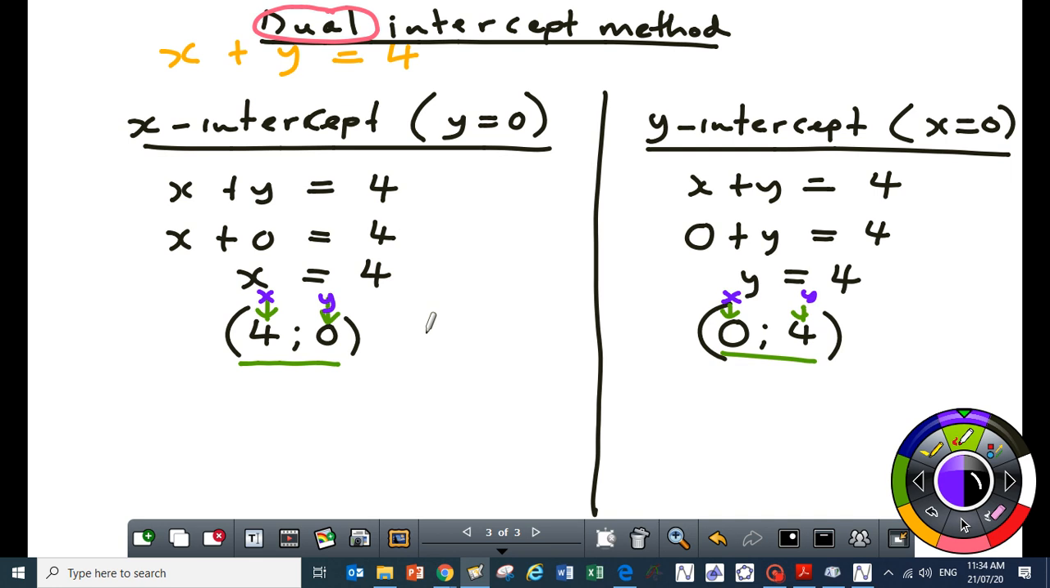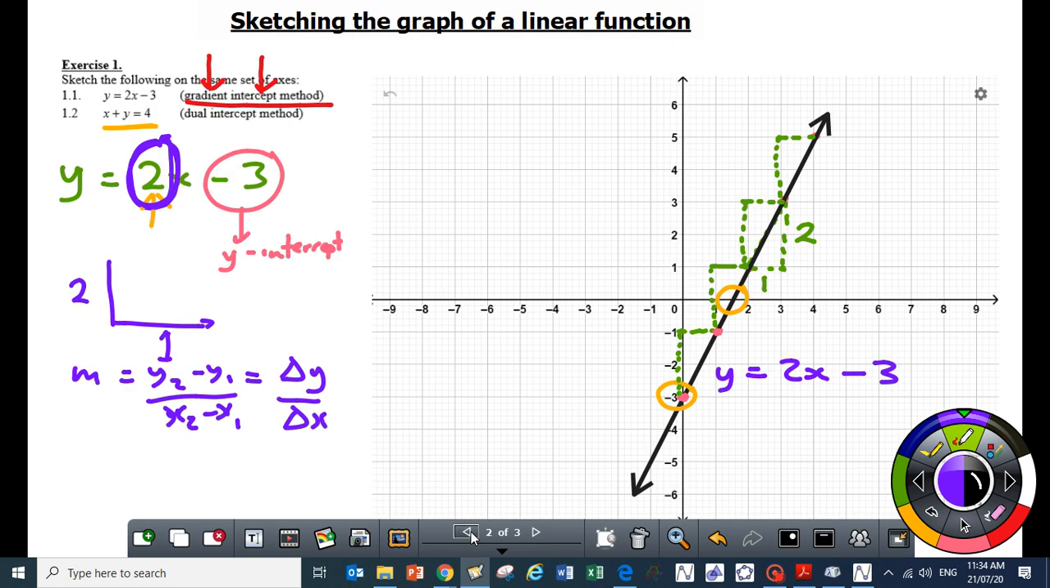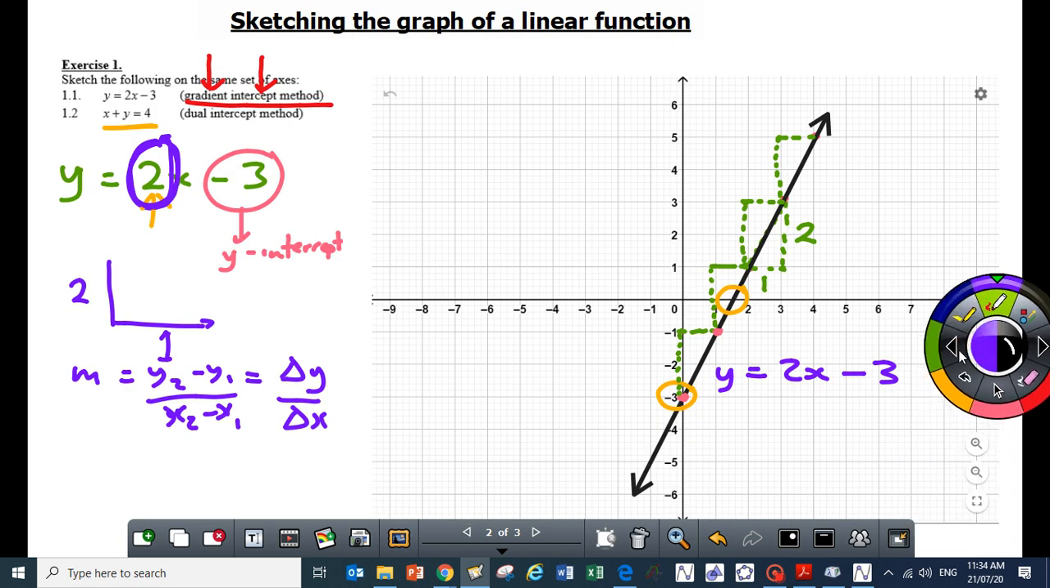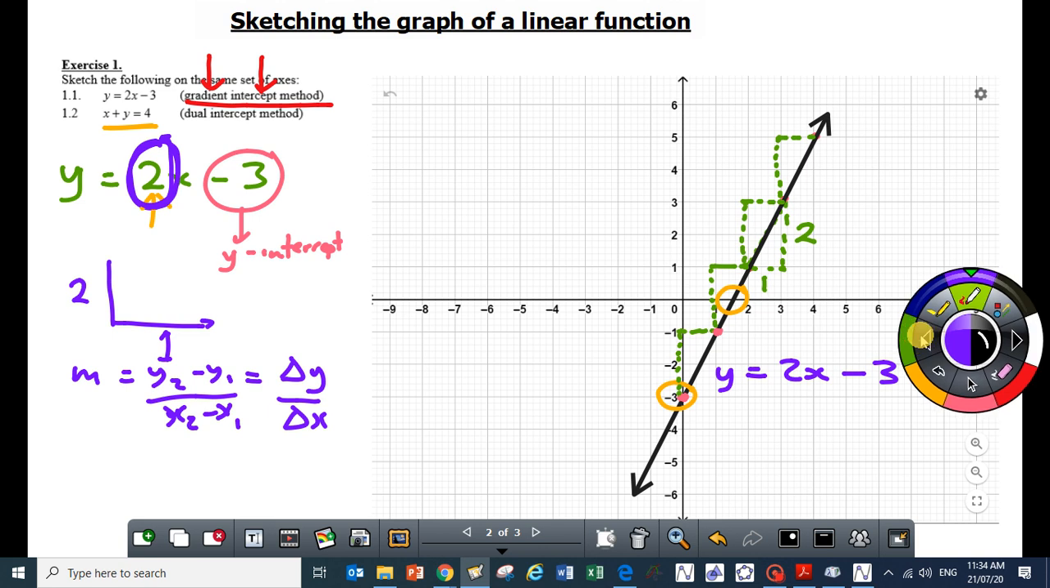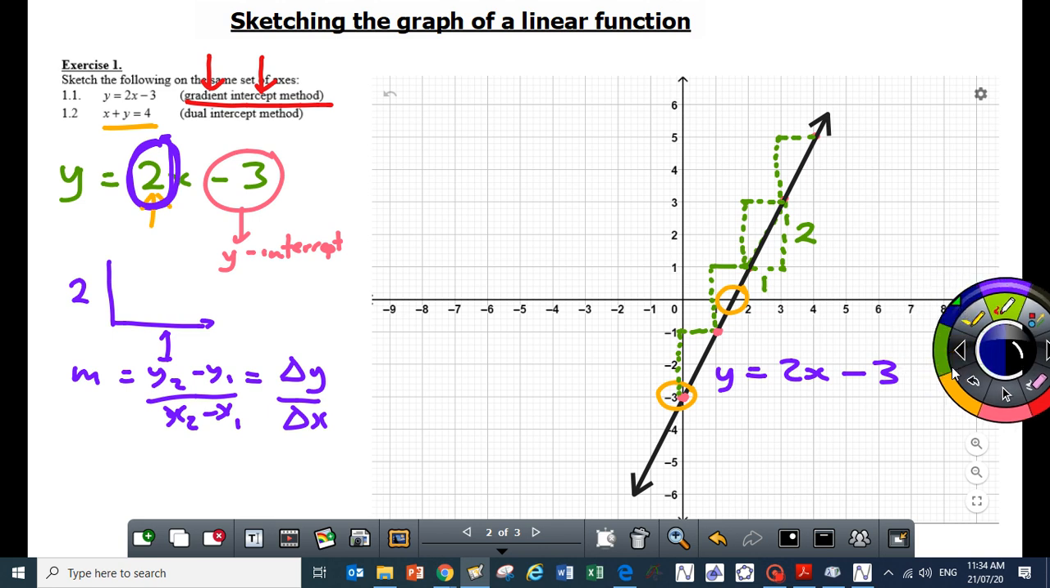Okay, so let's go to the previous page. We now know that our y-intercept is 4, our x-intercept is 4. So, if I go to the x-axis, this is where my x-intercept is, and that is where my y-intercept is. In my case, I prefer the dual intercept method when I'm drawing my straight line because it's the easiest.